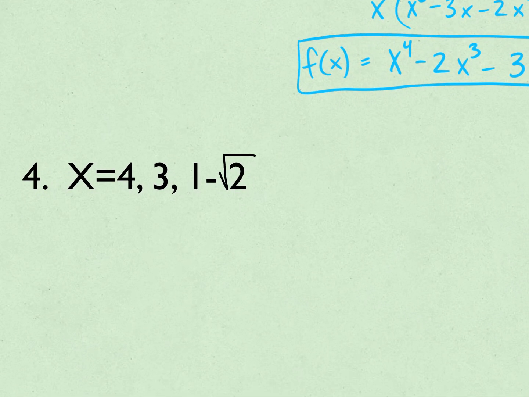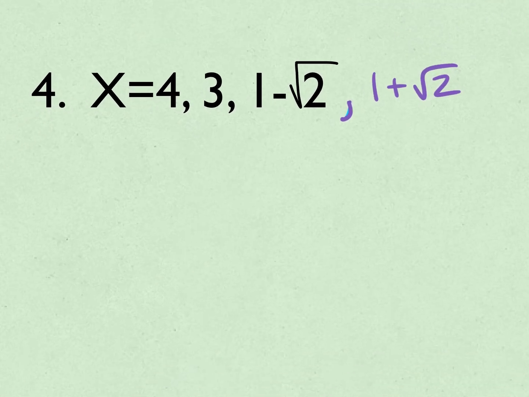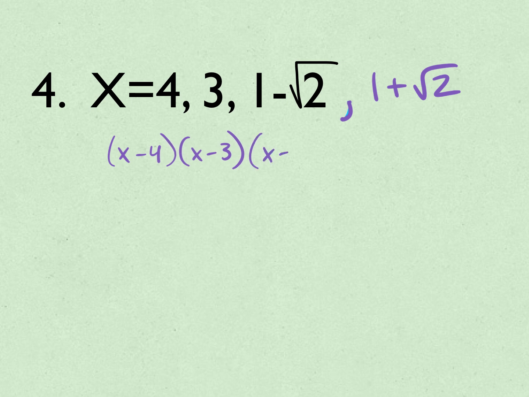So we have a complex number there, so we need its conjugate pair. What's the conjugate pair of 1 minus square root 2? Awesome, 1 plus square root 2. So when I write this in factored form, I have x minus 4, x minus 3, x minus, I'm going to put it in parentheses, 1 minus square root 2, and x minus 1 plus square root 2.